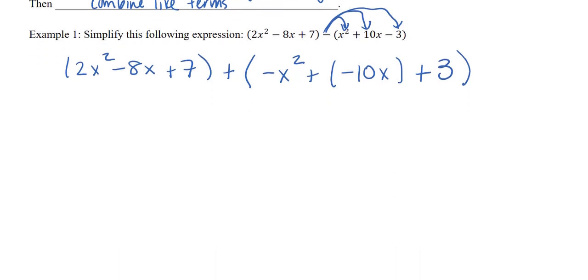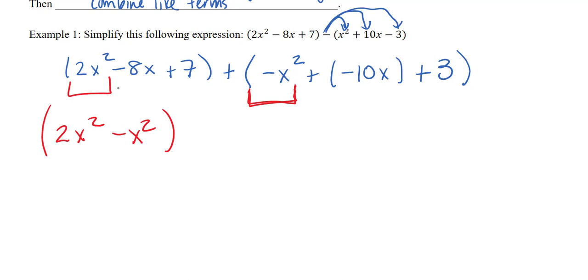So now let's find like terms. We have a 2x squared. Let's find another one. Well, if we look, it's not until the second parentheses where we have a -x squared. So we're going to add those two together. Let's rewrite that.